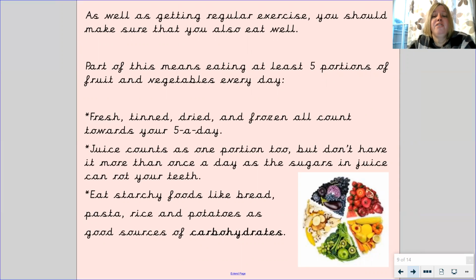Eat starchy foods like bread, pasta, rice and potatoes, as they are good sources of carbohydrates. So they give your body energy to help you to be active.